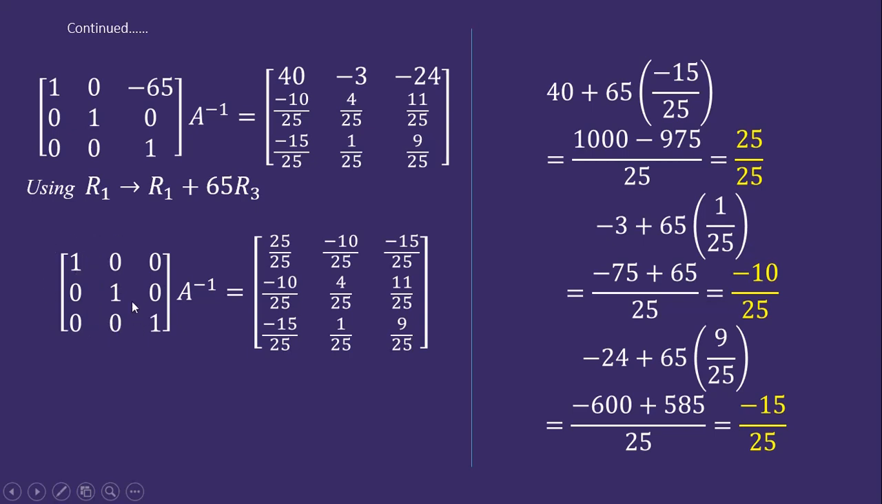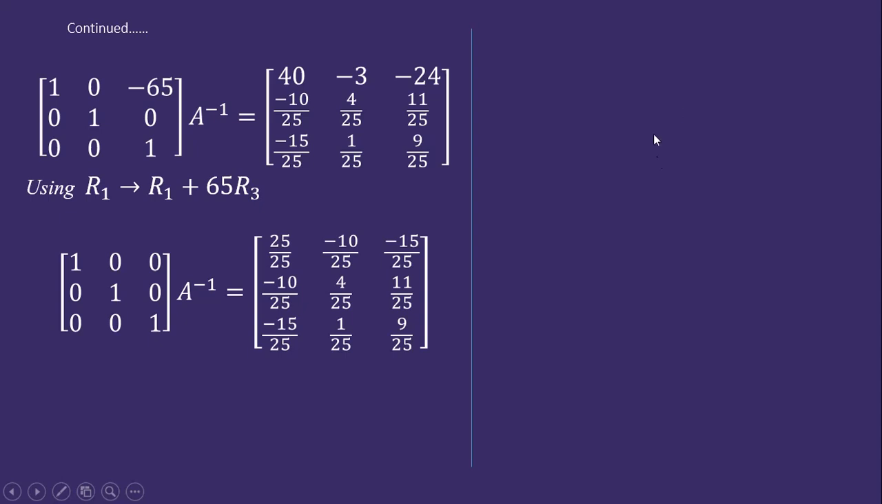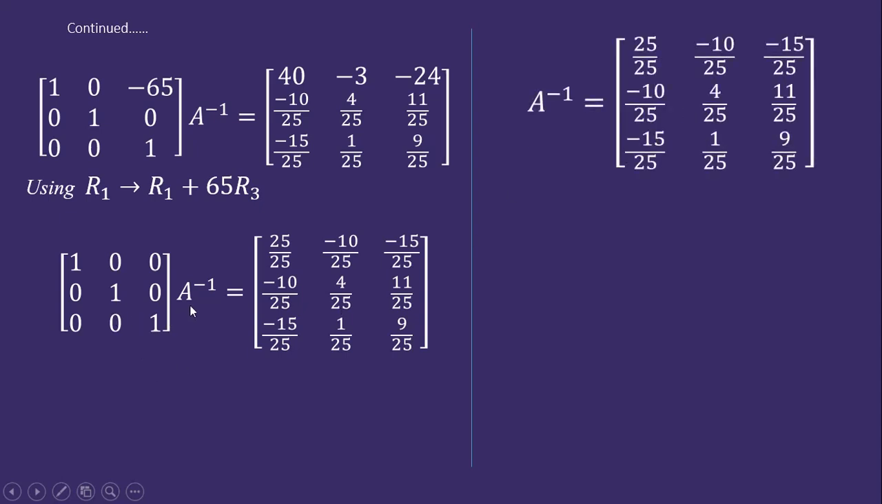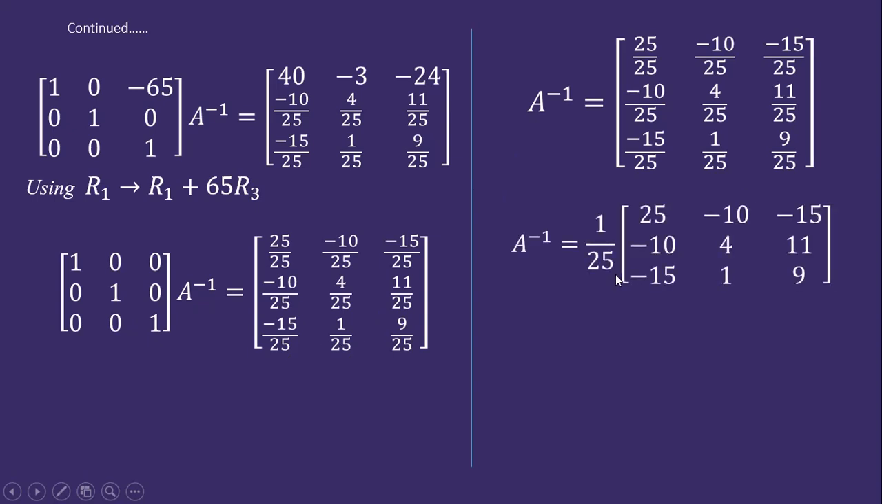This is an identity matrix. So I into A inverse, we get this matrix as A inverse. Okay. So now we write A inverse, I into A inverse is A inverse. A inverse is equal to this matrix. So here if you observe 25 in the denominator of each element, we take 1 upon 25 common. So 1 upon 25 into matrix 25 minus 10 minus 15, minus 10 4 11, minus 15 1 9. So it is the inverse of the given matrix A.